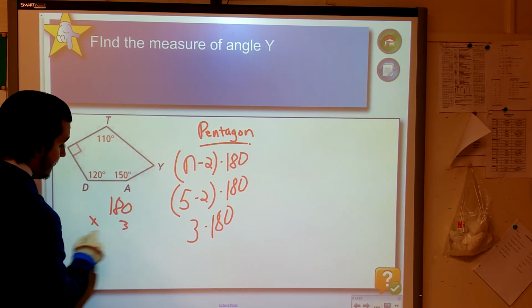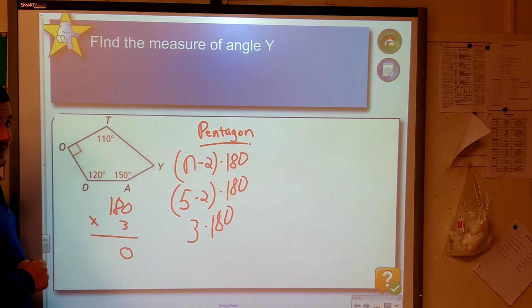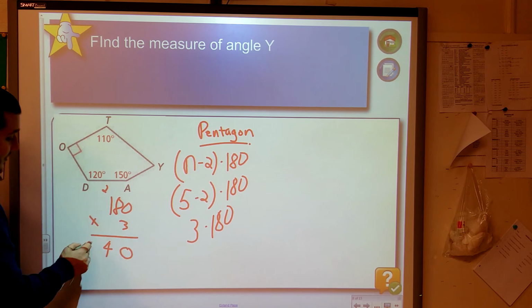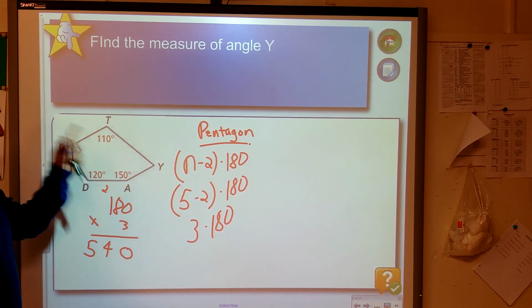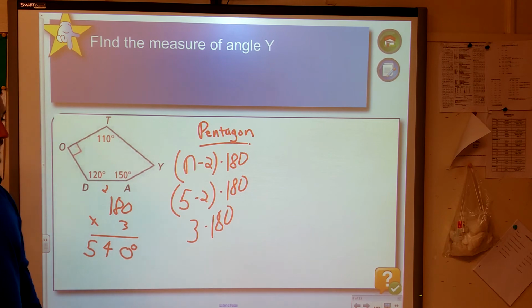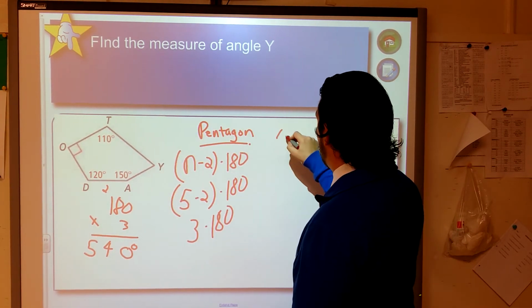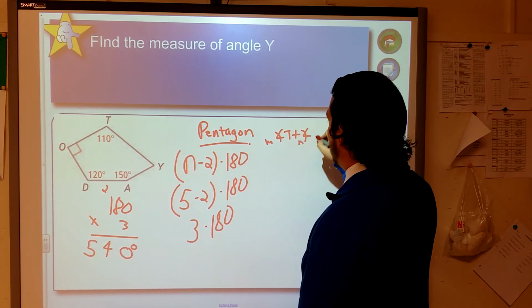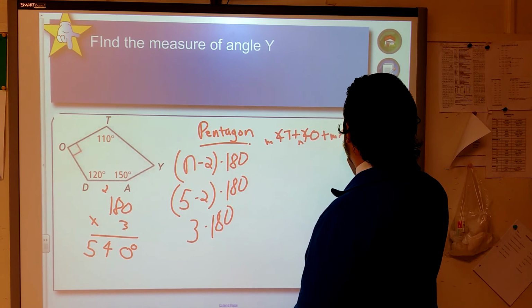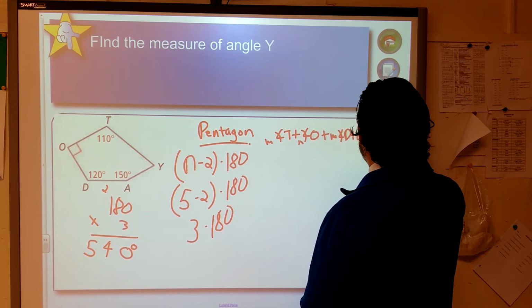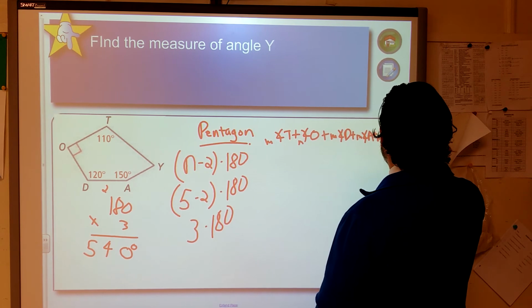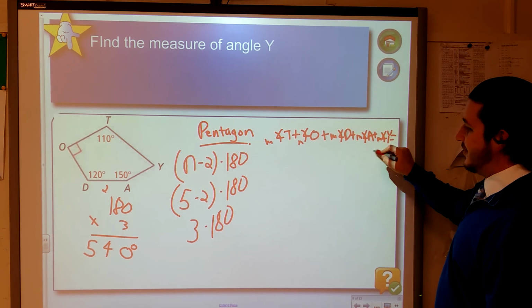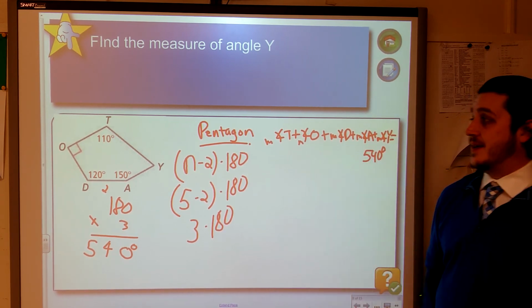180 times 3. 3 times 0 is 0. 8 times 3 is 24. 3 times 1 is 3, plus 2 is 5. The angles here have to add up to 540 degrees. The measure of angle T, angle O, and so on, all 5 of these angles have to add up to 540.